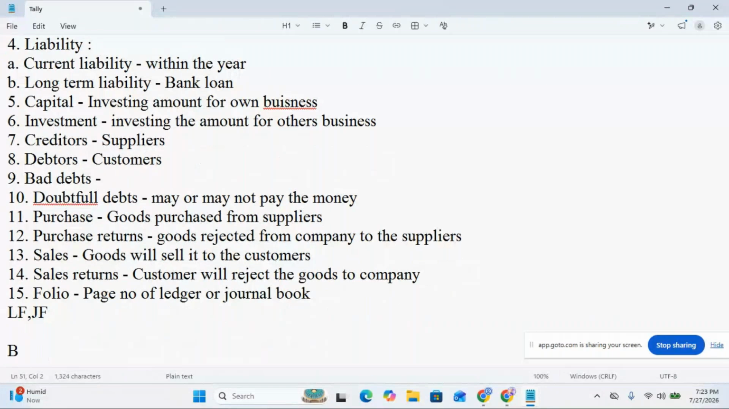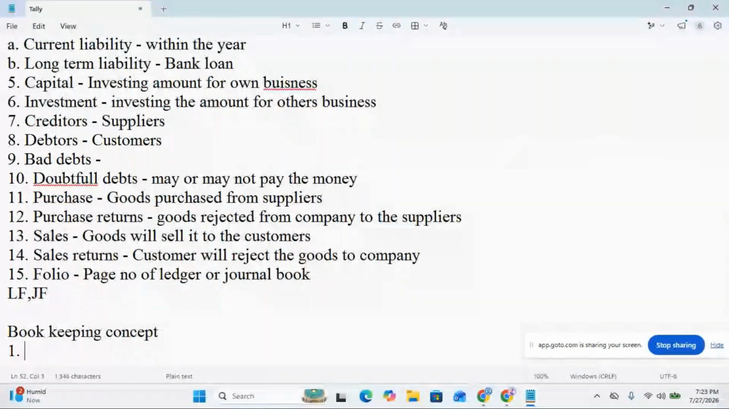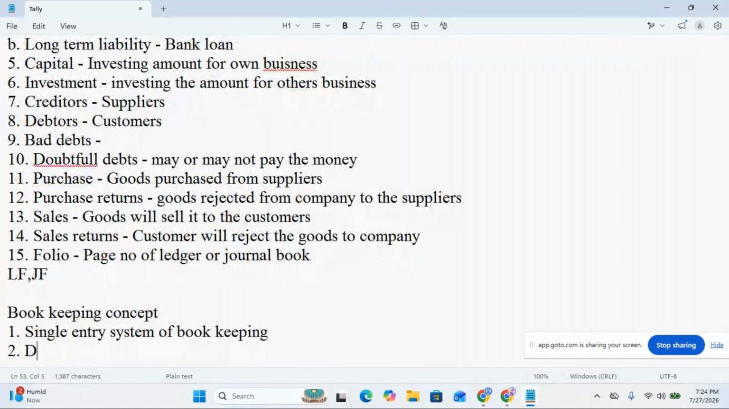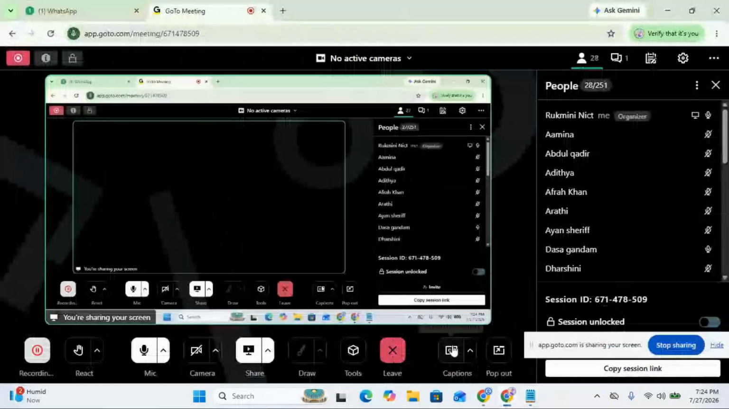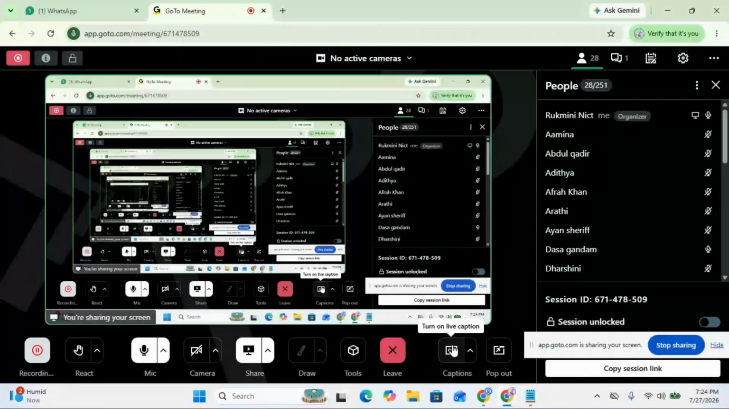Okay, next one is the bookkeeping concept in Tally. I think you're aware of this one. There are two types here: one is the single entry system and the other is the double entry system. In Tally, we can use both systems, and many times we use the double entry system. Any idea what is meant by the single entry system of bookkeeping? Okay, tell me about the double entry system of bookkeeping.